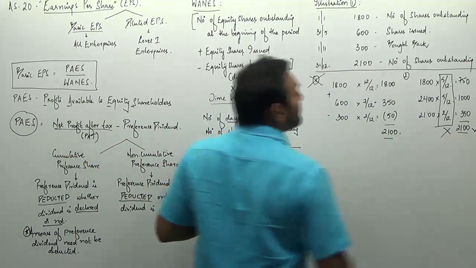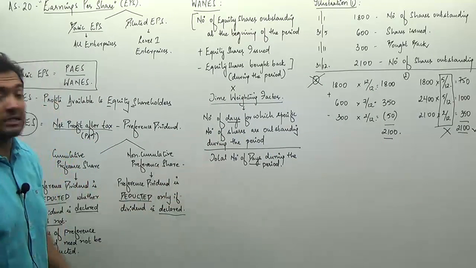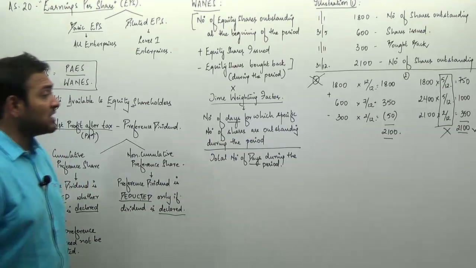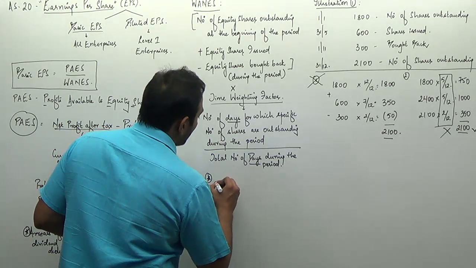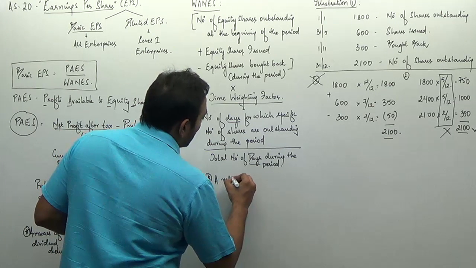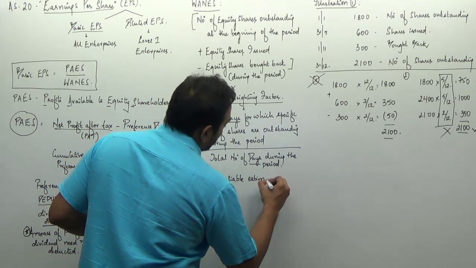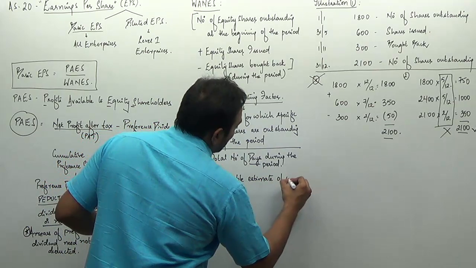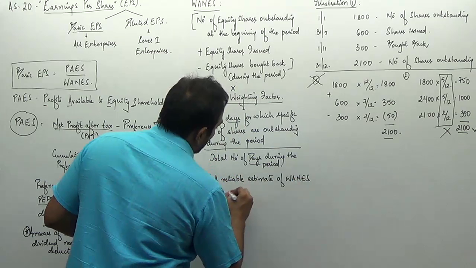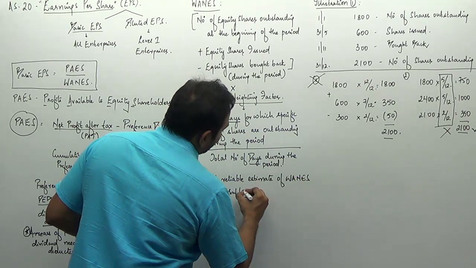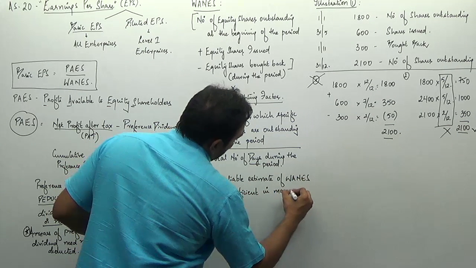I'm saying your time weighting factors are wrong because you need to calculate the number of days. However, my 2100 is absolutely right because the standard has added one statement saying that a reliable estimate of the weighted average number of equity shares, that is EPS, is sufficient in many circumstances.